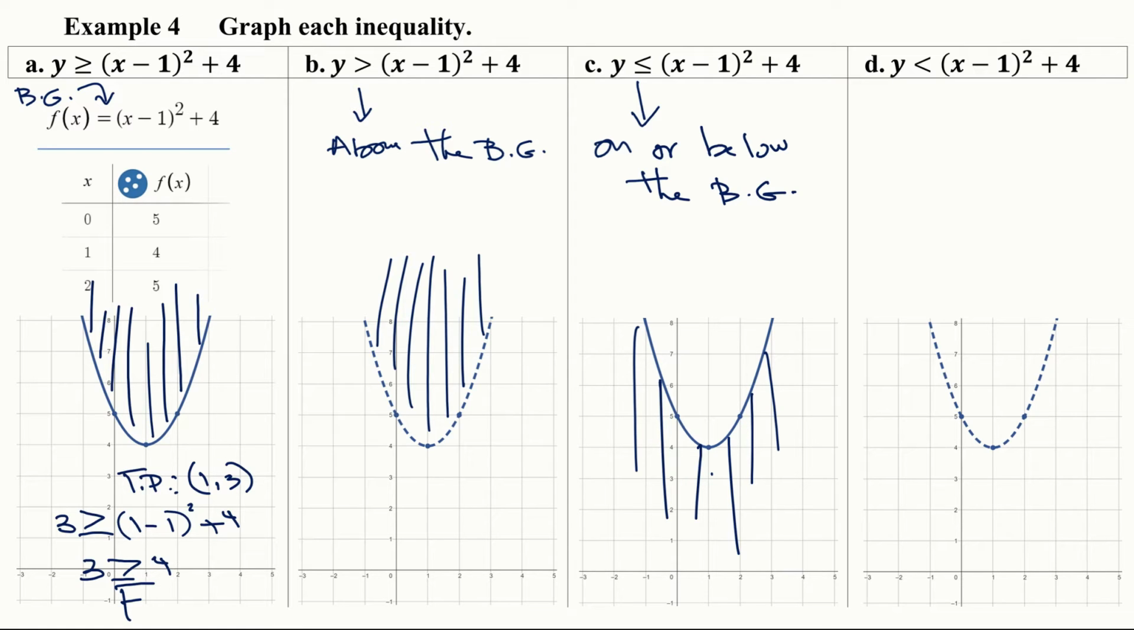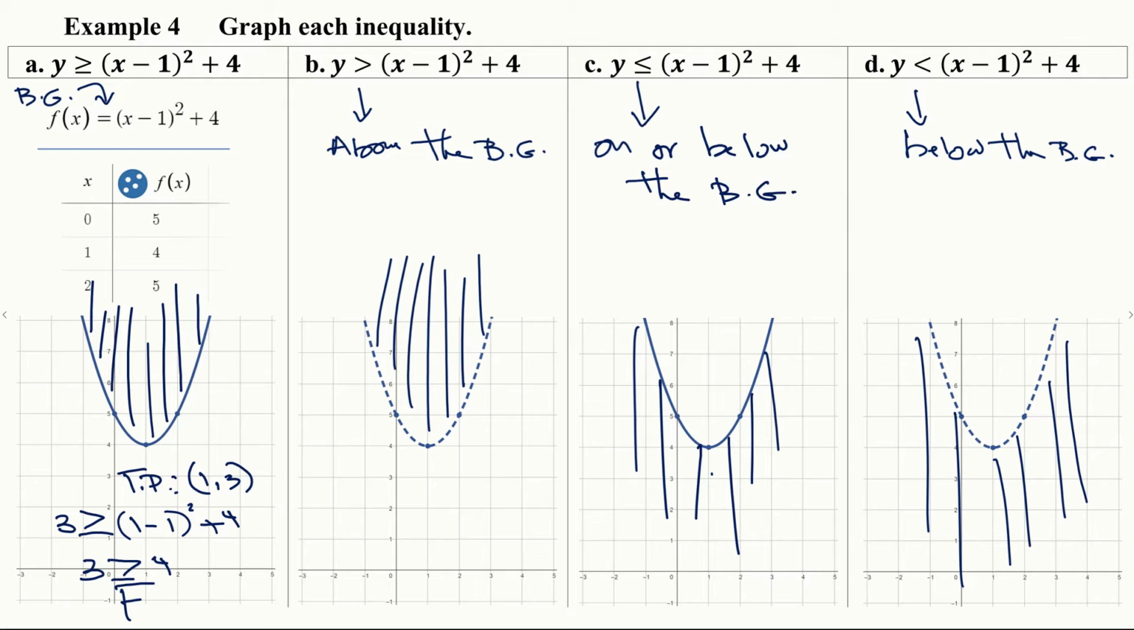For the next one, of course, we're only going to want points whose y coordinate is less than that of the boundary graph, so we're only going to shade below. The boundary graph itself is graphed dotted. Okay? And that's how you do that.